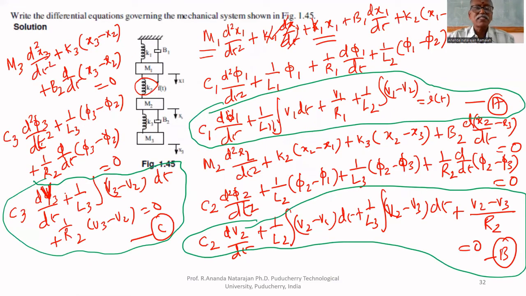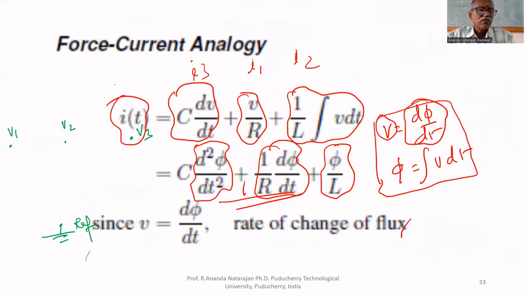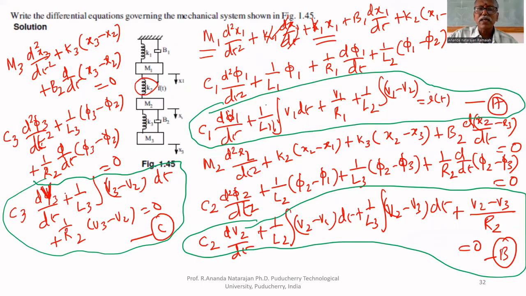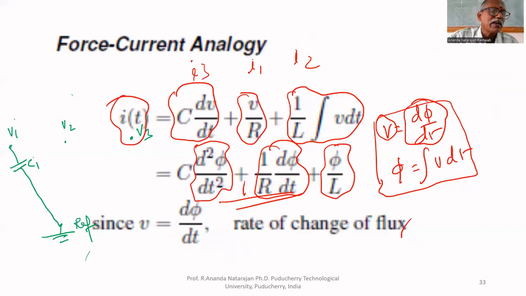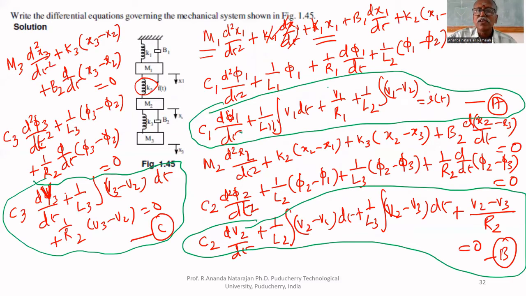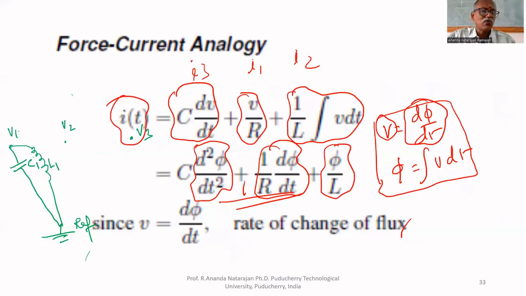Then we will go to the first equation. The first equation says C1 dV1 by dt. The voltage across this capacitor is only V1. Therefore, across V1 and reference, we have to draw the capacitor C1. Then again, go to the equation: 1 by L1 integral of V1. Again, only V1. Therefore, we draw an inductor L1 connected to the same reference. Then V1 by R1: for this resistor the applied voltage is only V1. Therefore, take one resistor R1 here.